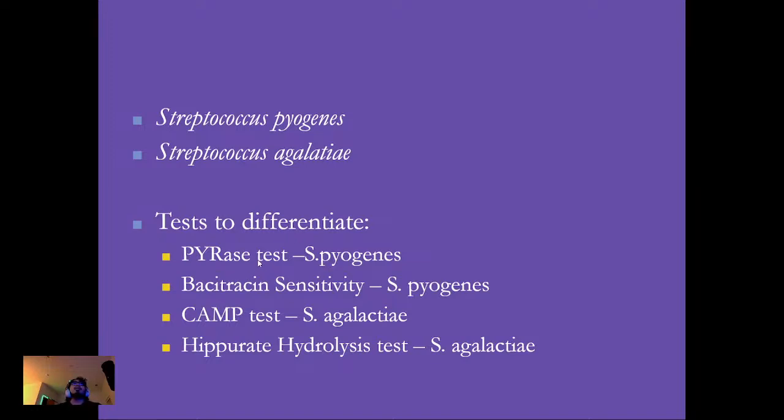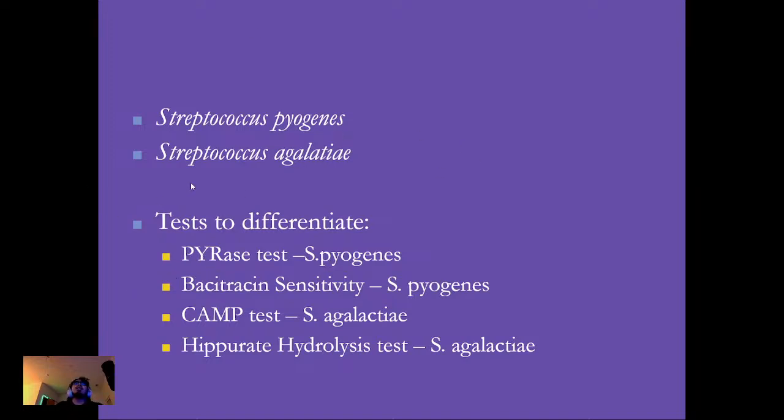Opposite results will be seen for Streptococcus agalactiae. Okay? PYRAs and bacitracin sensitivity. Now, for CAMP test and hippurate hydrolysis, what we are looking for is Streptococcus agalactiae to test positive. Okay? Opposite results for Streptococcus pyogenes. Okay? Pero hindi ko na pinahirapan yung sarili niyo and giving you guys a chart. Kasi class, opposite results yan. Okay? Ayoko kayo mahirapan, class.